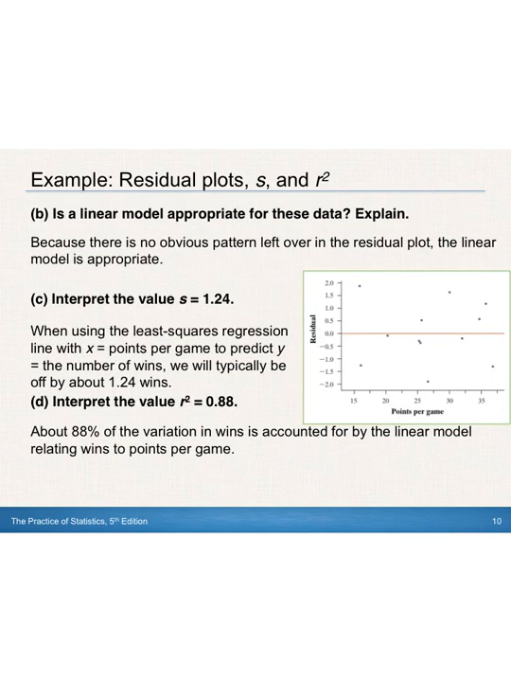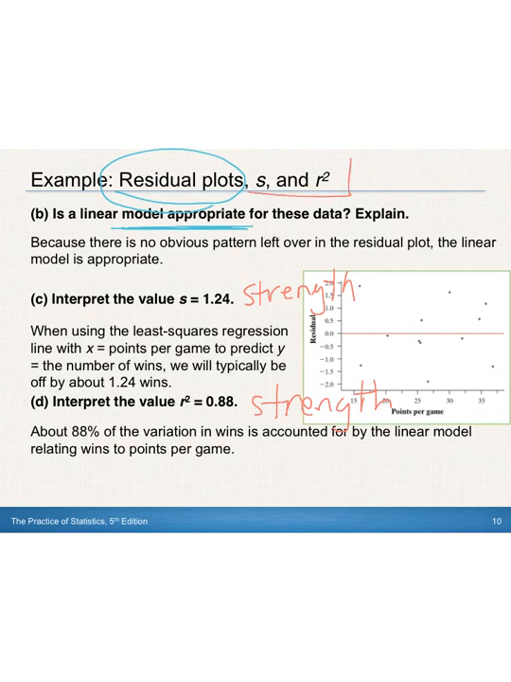So when we are looking at the appropriateness of a linear model, we're going to look at the residual plot. And we're going to look at the strength of a linear model. Strength is here, and strength is here. We're going to look at both the R squared and the S. So these are strength, and this is appropriateness.